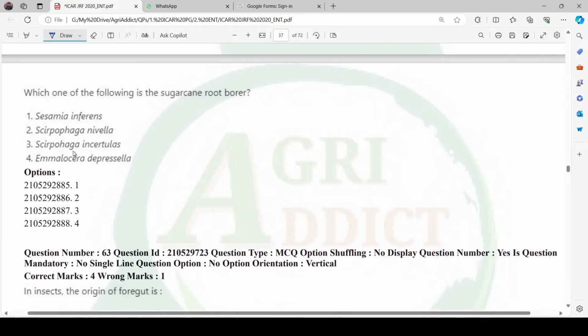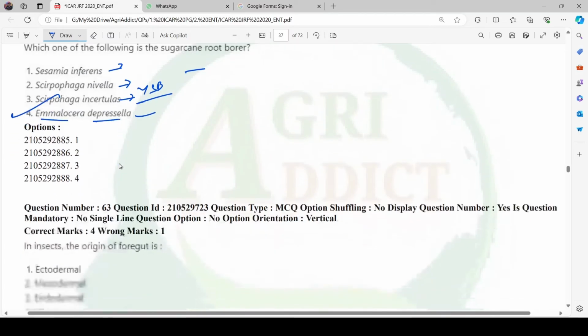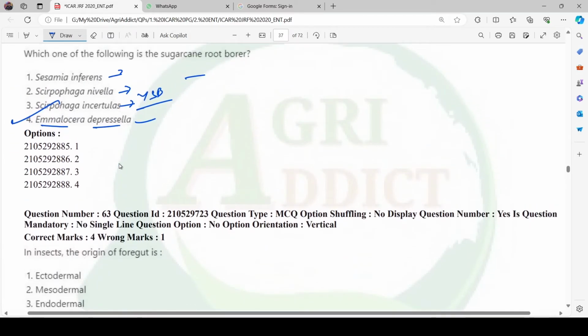Which one of the following is the sugarcane root borer? So Sesamia inferens, it is pink stem borer, that is a pest of wheat. Then Scirpophaga novella or Tryporyza novella, it is top shoot borer of sugarcane. Then Scirpophaga incertulus, that is YSB, yellow stem borer. So Emmalocera depressella, it is the sugarcane root borer. You should know the scientific names and the damage symptoms of root borer, the borer complex of sugarcane. That is very important.